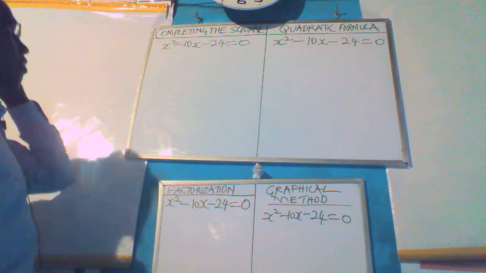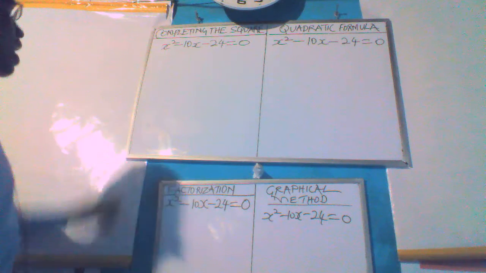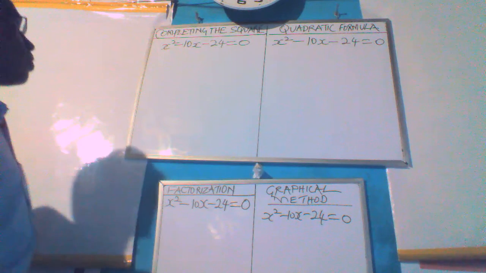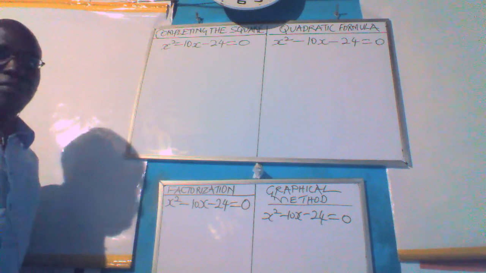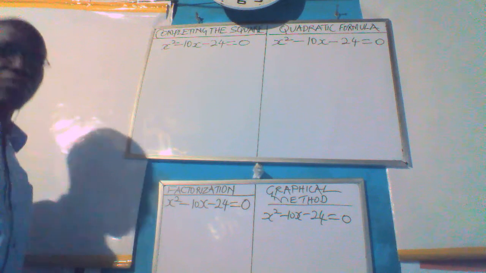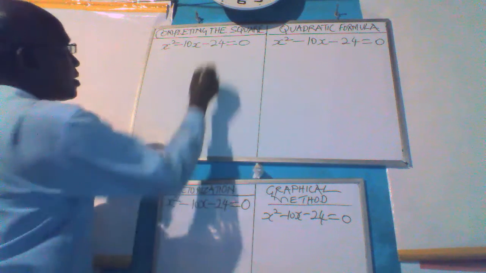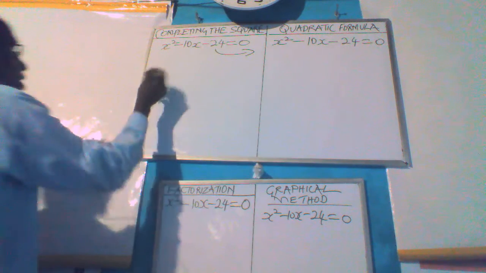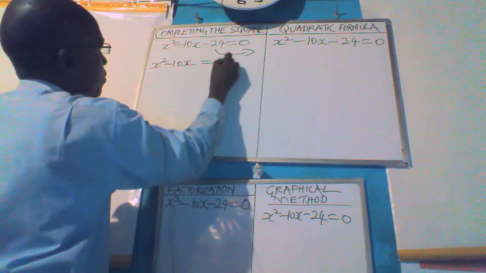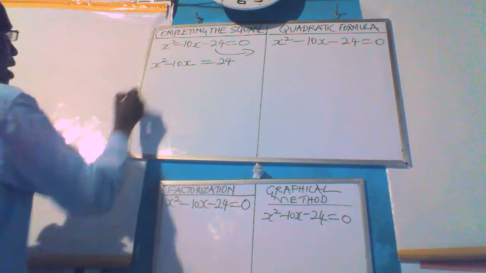We have x squared minus 10x minus 24 is equal to 0. Luckily, the coefficient of x squared happens to be 1, so we don't need to divide the entire expression by any factor. We proceed to what is normally the second step, which is moving the constant term. Our constant term in this case is minus 24. When we move it to the right hand side, we end up with x squared minus 10x is equal to 24.